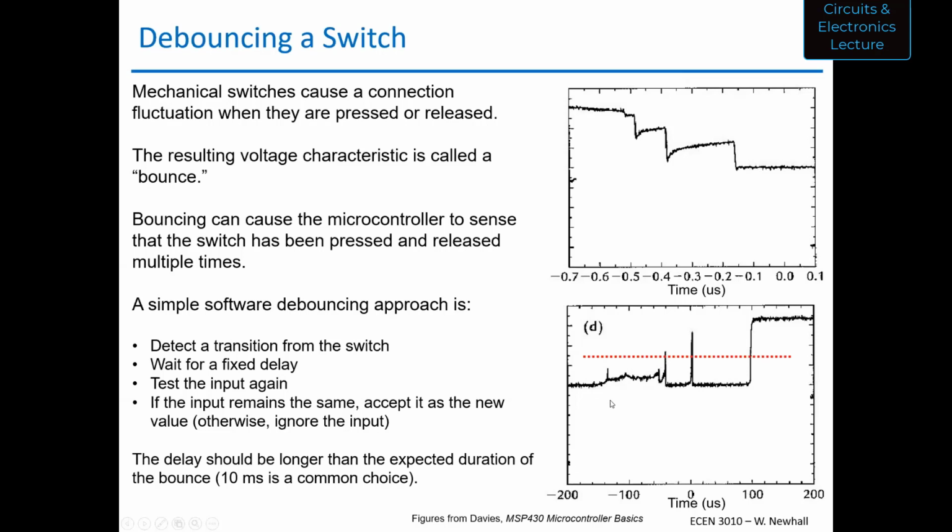So why do I show you this? Because it's possible that in one of your future design projects, maybe your senior design project or something in your systems course, you might have a switch as an input, and if you get erratic behavior because it looks like you're pressing the switch multiple times and you're not, well, this is an approach you can use to debounce a switch.